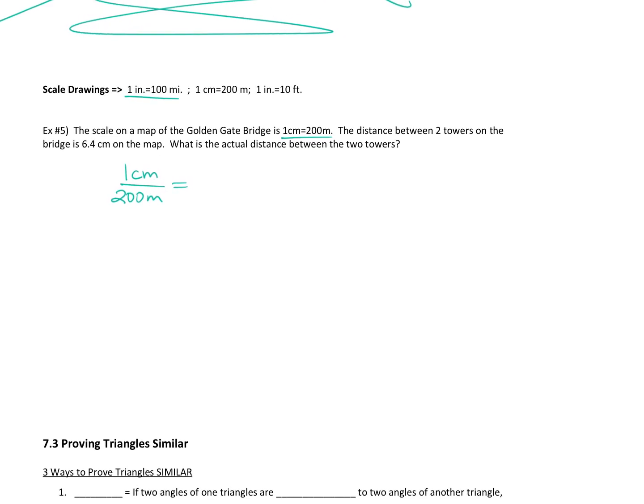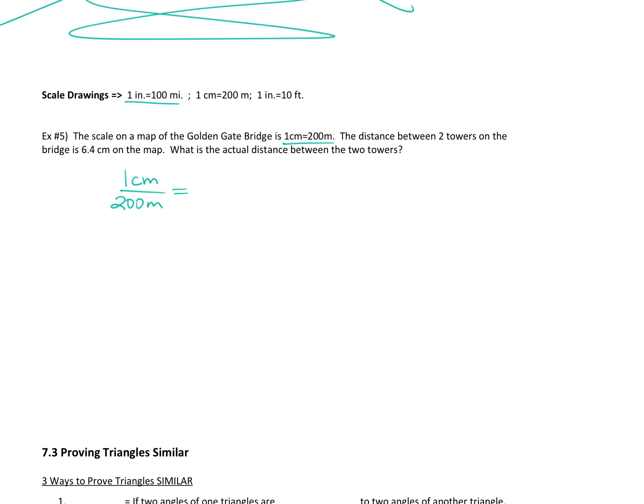It says the distance between 2 towers on the bridge is 6.4 centimeters on the map. What is the actual distance? So if we're keeping corresponding parts together, where would you put that 6.4? On top. On top, okay? If you put it on bottom, your answer is wrong every time, I promise. So just make sure you're matching up. 6.4 is centimeters. Some number that we're looking for is going to be meters, right? We're looking for how many meters it would be. What do you do to solve that?